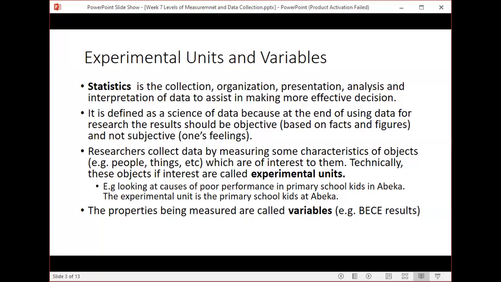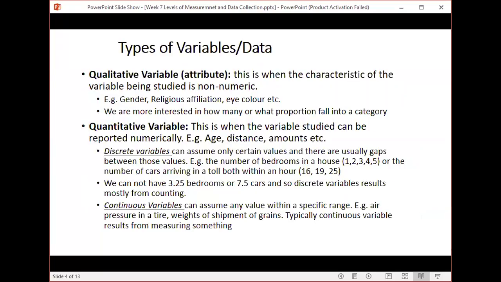Experimental units are the objects or items that we are taking data on. The variables are what we are measuring on those particular experimental units. Okay, so get the distinction. Now we have types of data or types of variables, you can call it that way. So we have qualitative data or qualitative variables, and we have quantitative variables. So let's start with the qualitative.